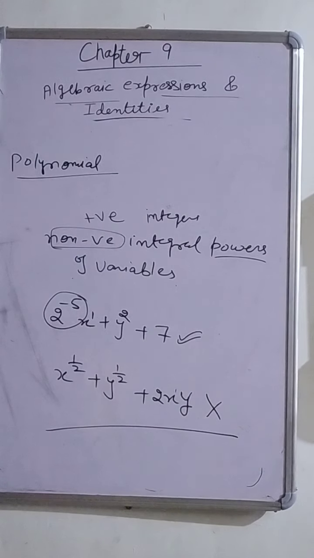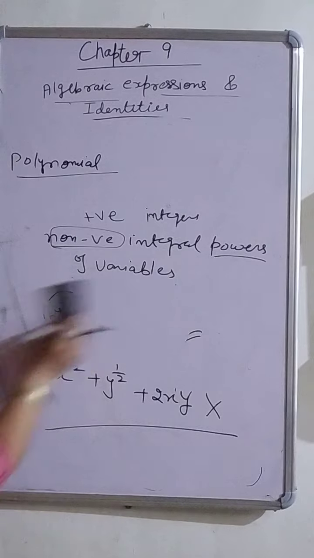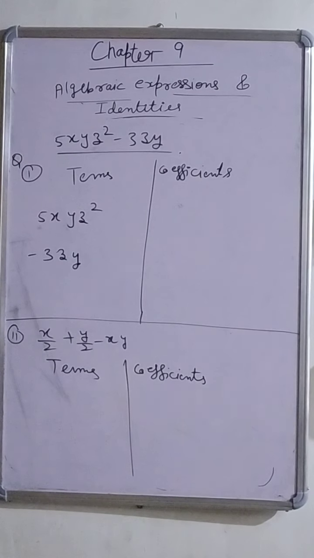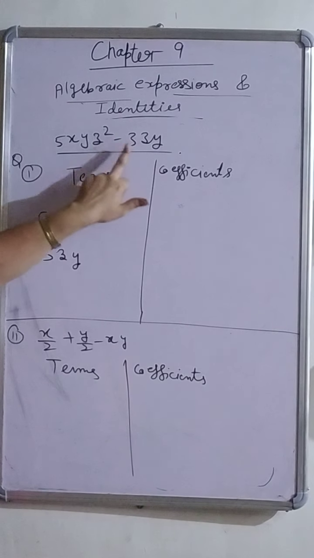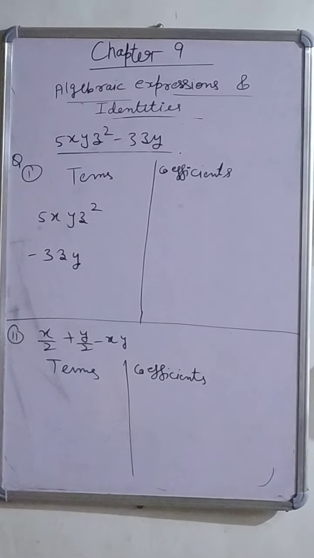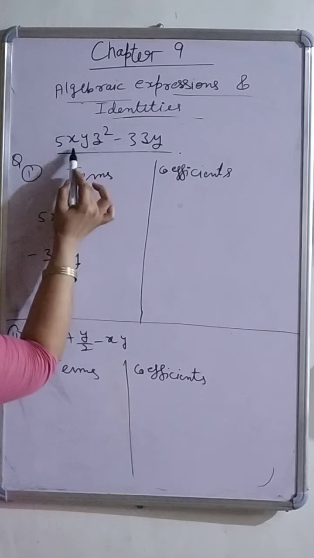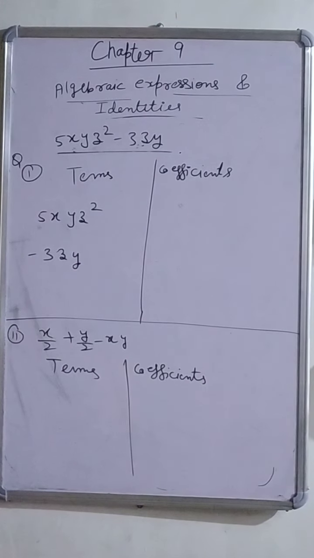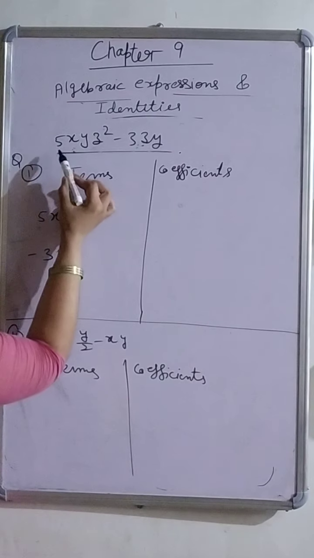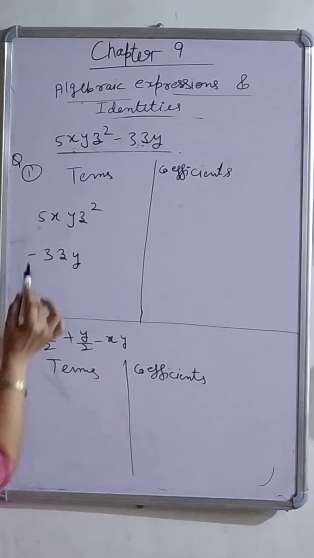So let's start with exercise 9.1. First question. Now the first question is, identify the terms and their coefficients for each of the following expressions. The first part is given, 5xyz square minus 3zy. Identify the terms and tell their coefficients. Okay. Terms. How many terms are there? Two terms. Terms are separated by plus or minus sign only. So there are two terms, 5xyz square, and next is minus 3zy.